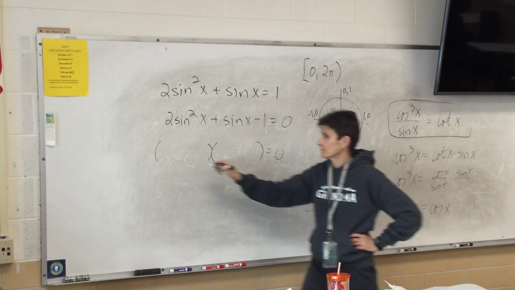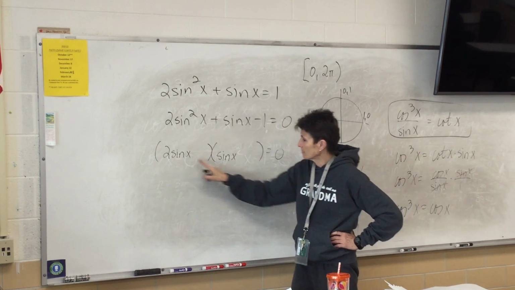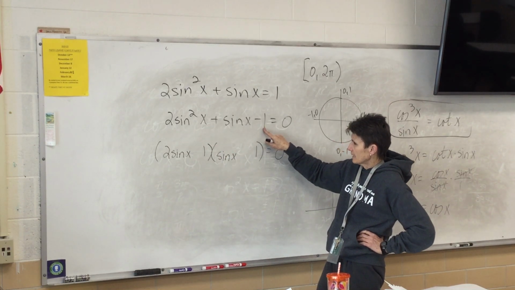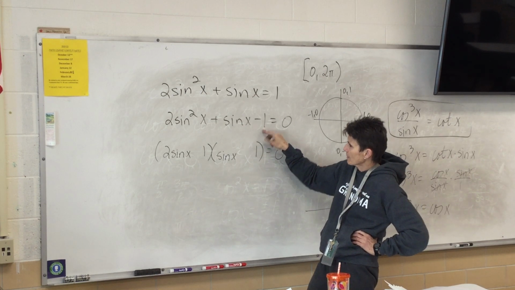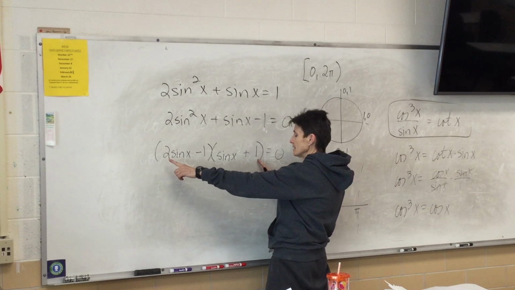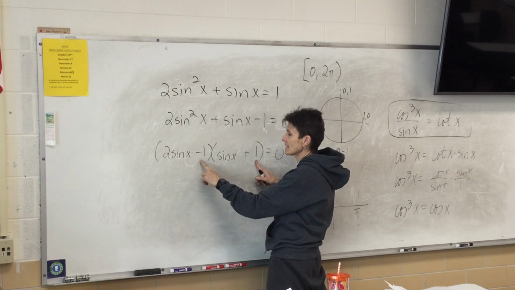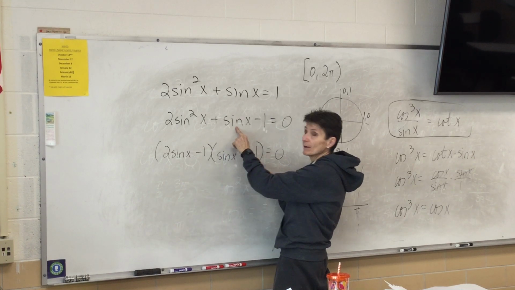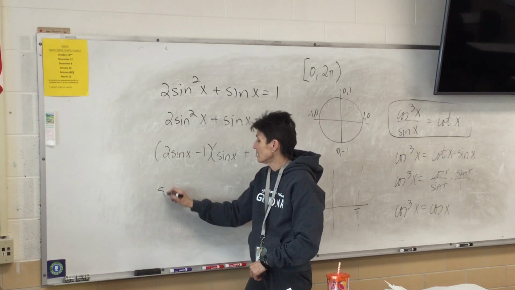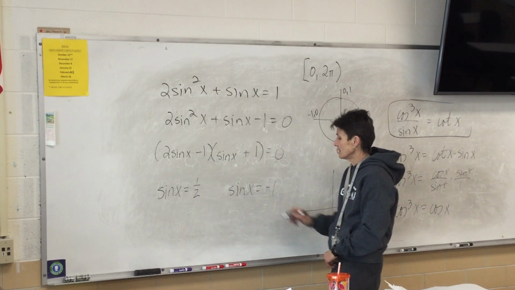But this one factors. So we have 2 sine and sine, because when I multiply these two together, I get my 2 sine squared. I need a 1 and a 1, and I need one of them to be negative. I think it's going to be this one, because when I FOIL these together, the outside terms would give me a positive 2 sine, and the inside terms give me a negative sine. So that's how I end up with that. All right, so set these equal to 0 and solve. This one says the sine equals 1/2, and this one says the sine equals -1.